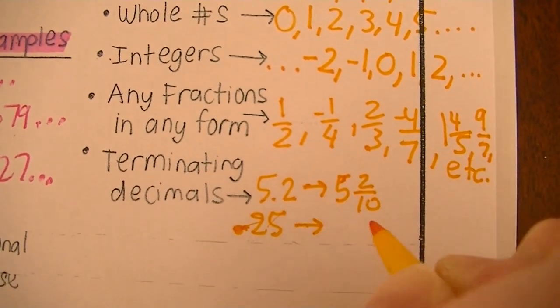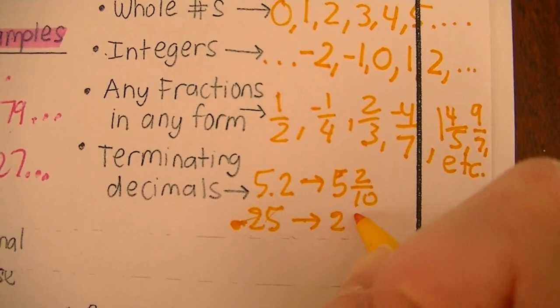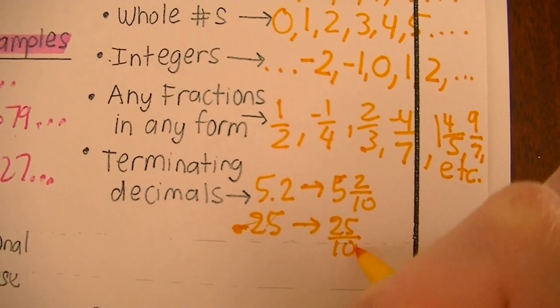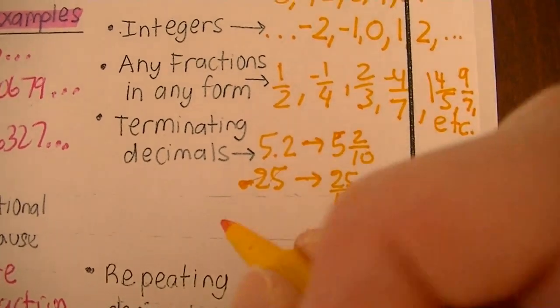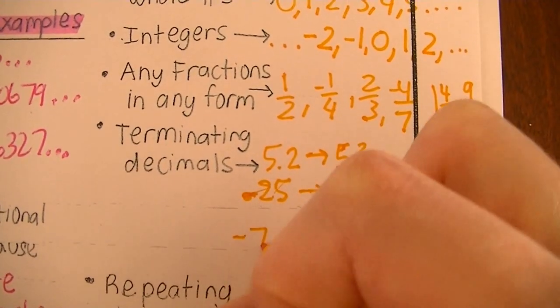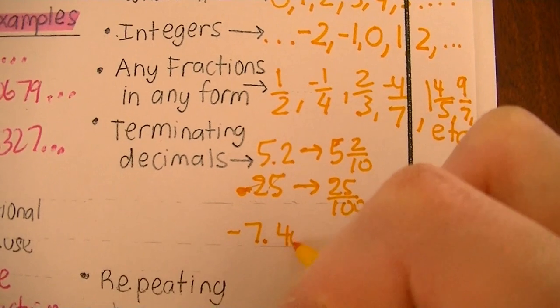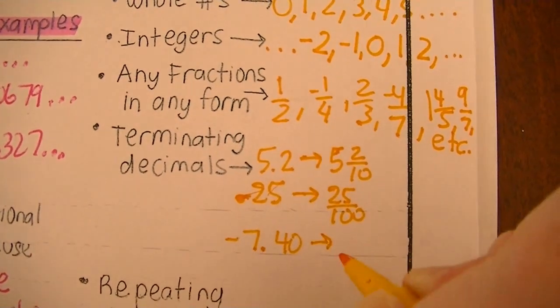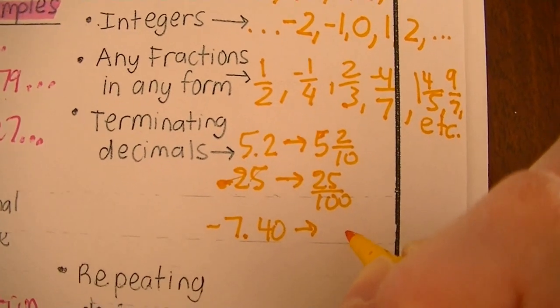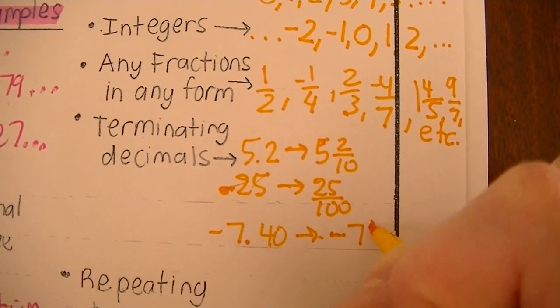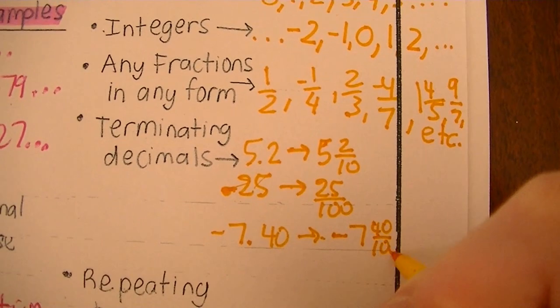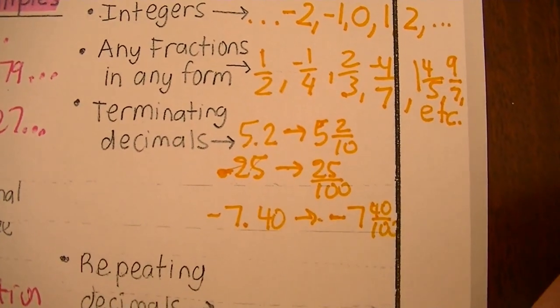25/100. Look, that can be written as a fraction, composed of 2 integers. So it's automatically rational. How about -7 and 40/100? That is also rational because we can rewrite it as a fraction made up of integers. It'd be -7 and 40/100. Let's make up another one.